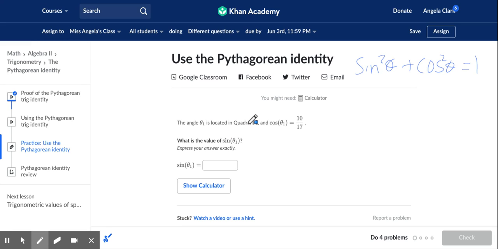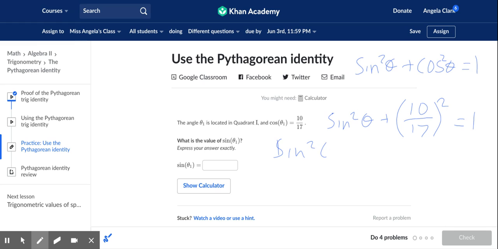So it says the angle theta 1 is located in quadrant 1. The cosine of theta 1 is 10 over 17. What is the sine of theta 1? So I can just plug this into my equation. Sine squared theta plus 10 over 17 squared, right? That's my cosine, equals 1.